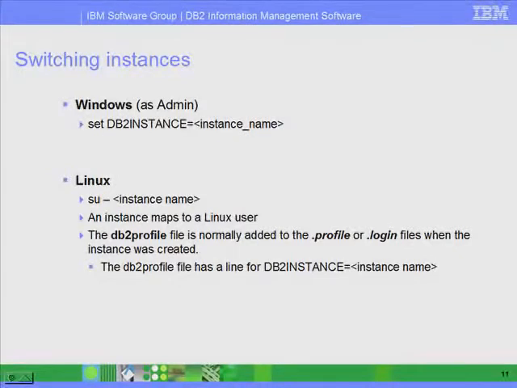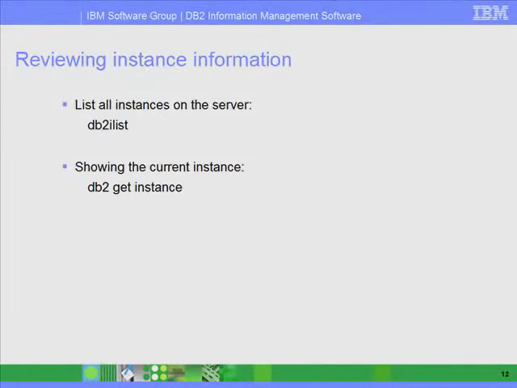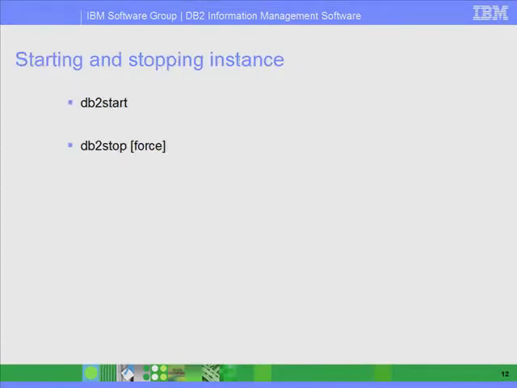In Windows, on the other hand, you don't need to map a user to an instance. You create an instance from a given user, and that's it. It doesn't have to map a user on Windows. And to change instance, you just use the set command as shown in the demo. On this slide, we show the db2ilist command, which I mentioned before, to list all instances on the server, and db2 get instance to show which one is the current active instance in the particular window.